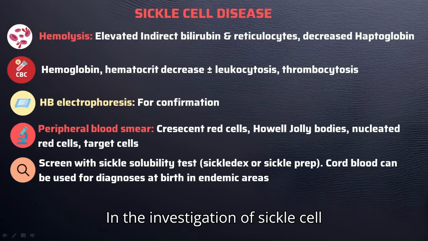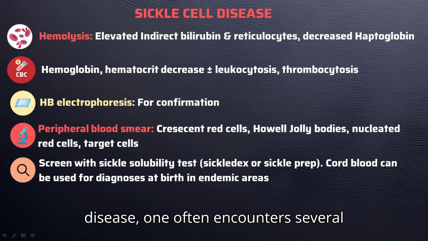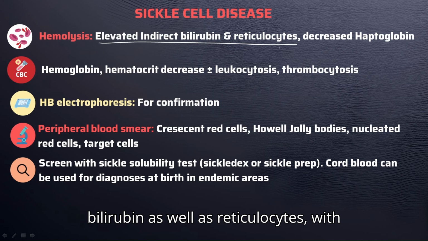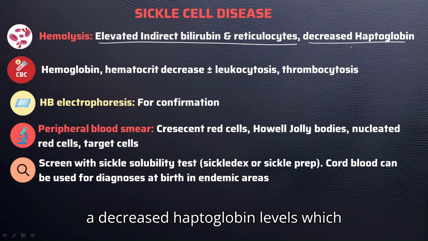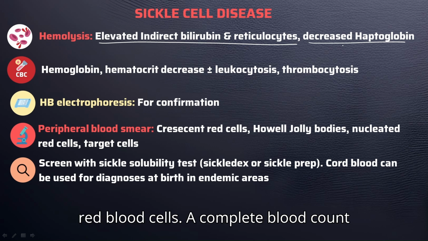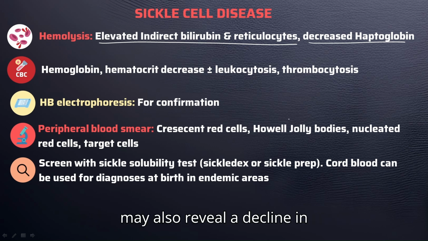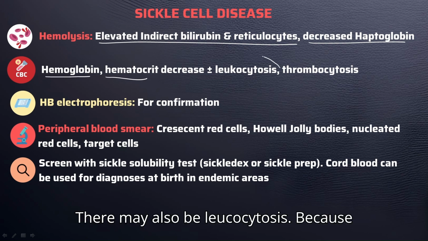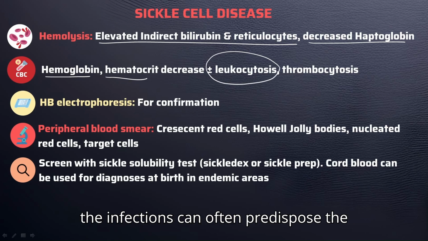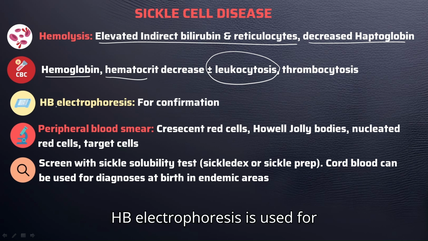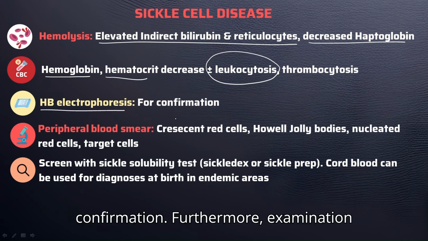In the investigation of sickle cell disease, one often encounters several indicative signs of hemolysis, including an elevated indirect bilirubin, as well as reticulocytes, with decreased haptoglobin levels, which signify an increased destruction of the red blood cells. A complete blood count may also reveal a decline in hemoglobin as well as hematocrit. There may also be leukocytosis because infections can often predispose the sickle cell patient to hemolysis. Hb electrophoresis is used for confirmation.